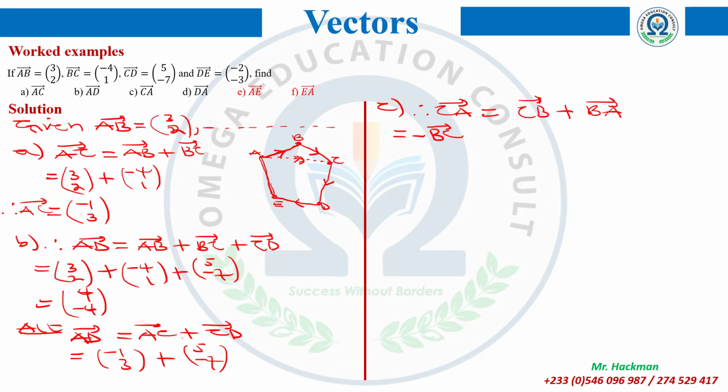Okay, Prof. Abelima, I thought maybe you would allow me to finish, then you come. Oh, Mr. Hackman, please, I have a very simple question. Please, I don't understand how vector CA equates to vector CB plus BA.